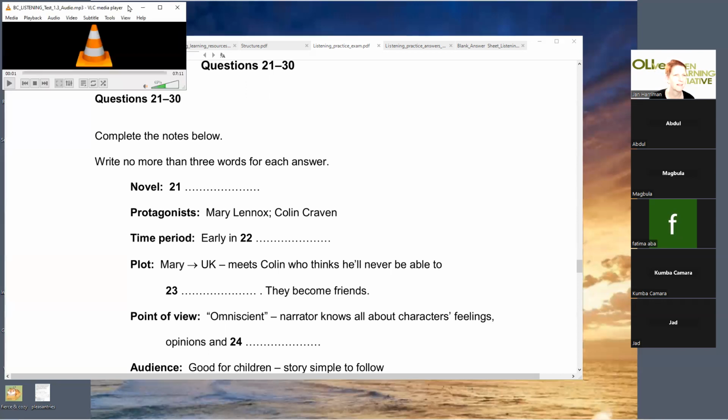So let's get started. Section 3. You will hear a conversation between a tutor and 2 students who are preparing for an English literature test. First, you have some time to look at questions 21 to 24.